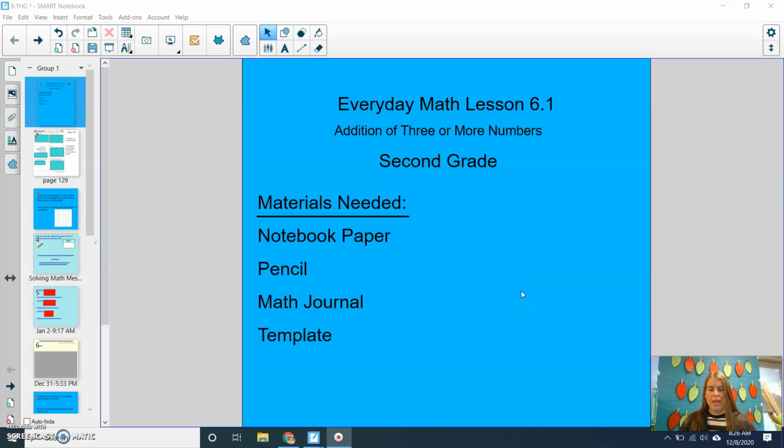Hi boys and girls, welcome to Everyday Math Lesson 6.1, addition of 3 or more numbers. The materials that you'll need today: notebook paper, pencil, math journal, and your template.